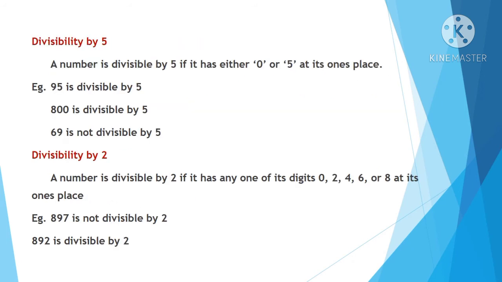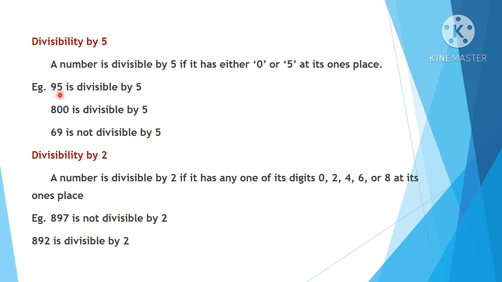Divisibility by 5. What is the second rule? A number is divisible by 5 if it has either 0 or 5 at its ones place. So in the ones place, if you are having 0 or 5, then we can say that number is divisible by 5. Now check it, children. 95 is divisible by 5. How can I say without dividing? Because in the ones place I am having 5. What is the divisibility rule for 5? If in the ones place you have 0 or 5.